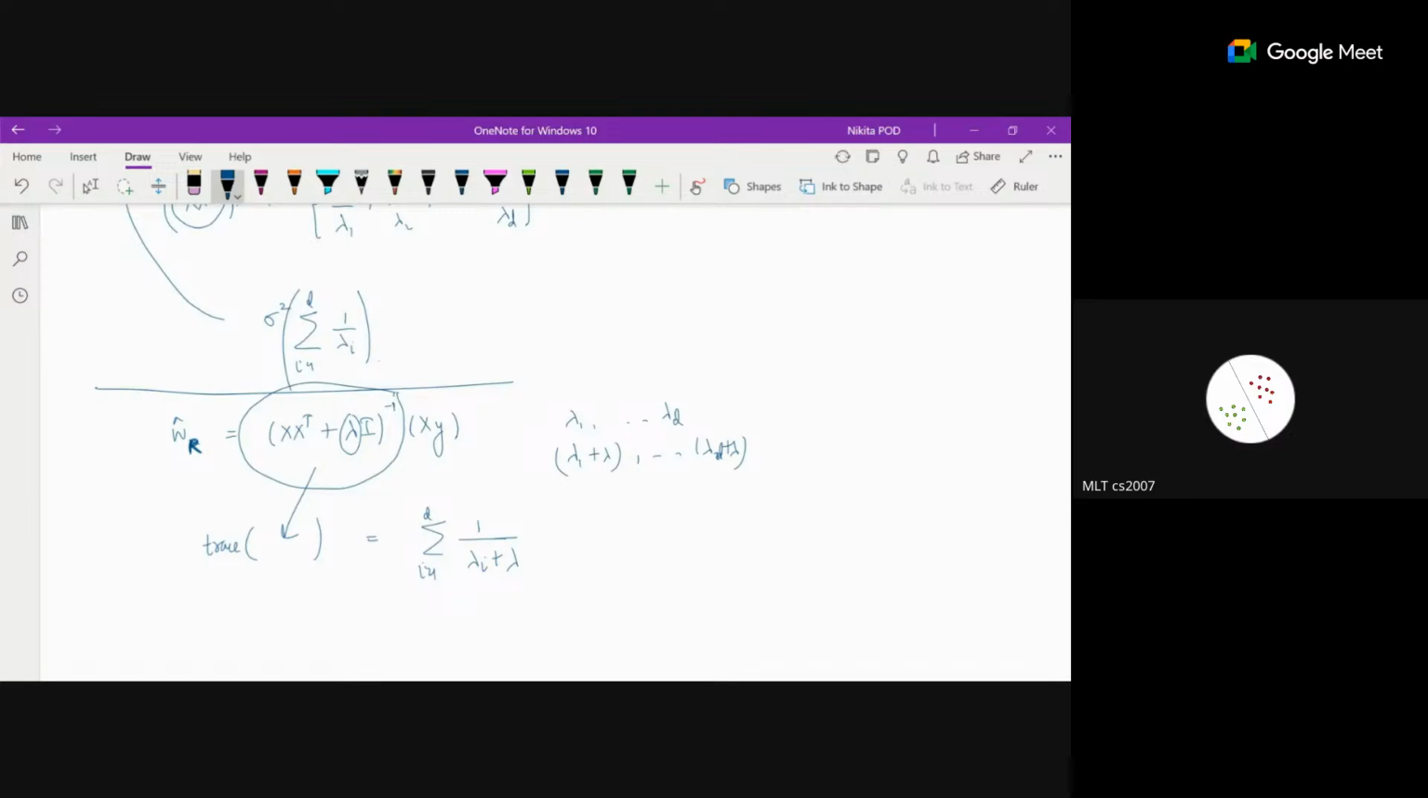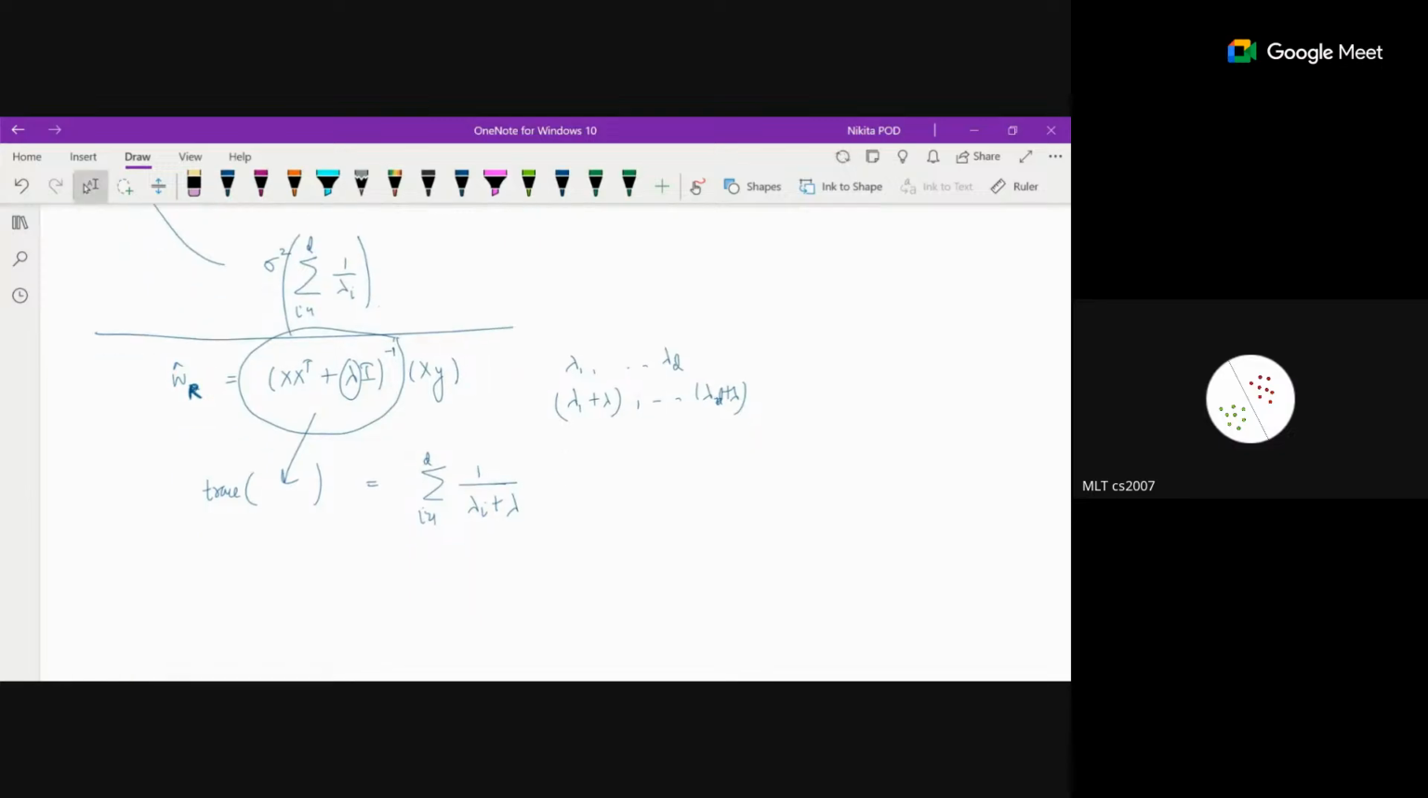And when we found this error, when we tried to estimate the expectation of the square of w hat r minus my true w, the difference between the true value and the estimated value, we got it as sigma square times the sum over 1 upon lambda i plus lambda, i varying from 1 to d.